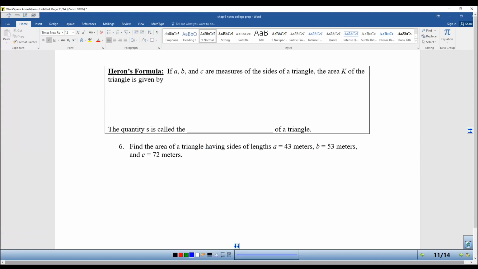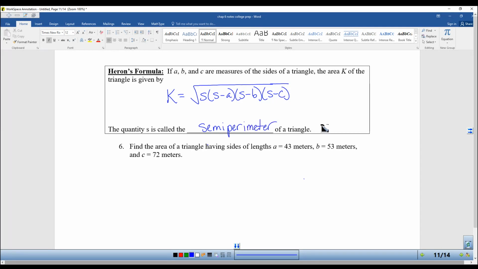All right, moving on to another area. You might remember that we did some area yesterday. Well, none of the formulas that we used yesterday worked if you had just all sides. So Heron came up with a formula for that. Area is equal to the square root of s times s minus a times s minus b times s minus c, where the quantity s is the semi-perimeter.